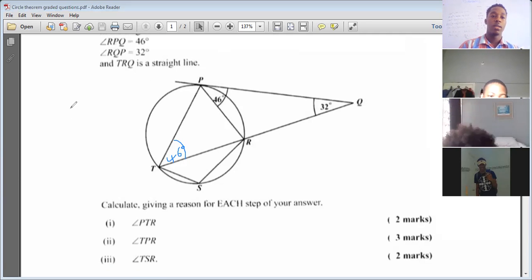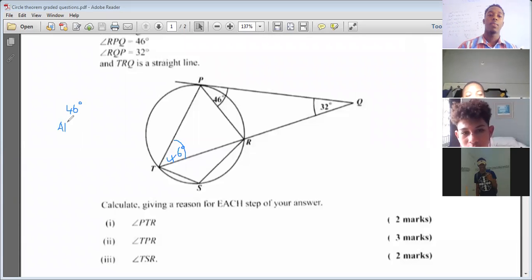Reason. So what's the reason for 46 degrees again? Because, based on the rule, the angle between the chord and the tangent is equal to the opposite angle. And that rule is called? The alternate segment theorem. Okay, so it's called the alternate segment theorem.